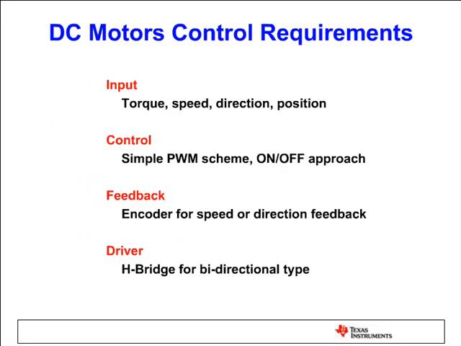What we can do with a DC motor, we can control torque, speed, direction, and position. And the control scheme is very simple, like an on-off approach. If you want to control the speed, direction and position, we need to sense the speed and position using an encoder. And the topology is very simple. It's an H-bridge for bidirectional motor drives, DC motor drives. If you use a unidirectional drive, in that case, what we need to do is use just a single H-bridge. That's it.